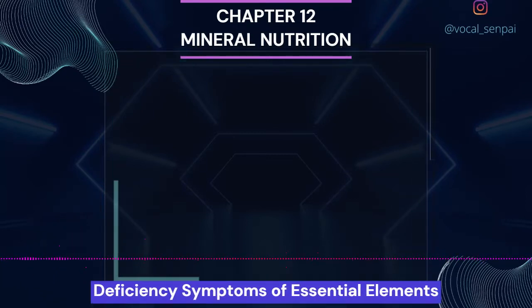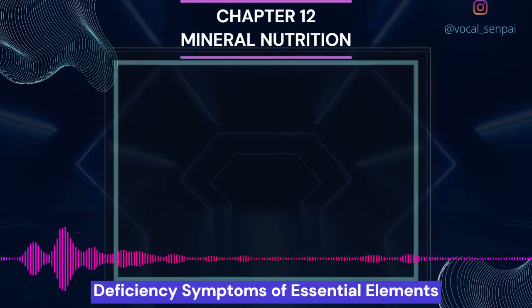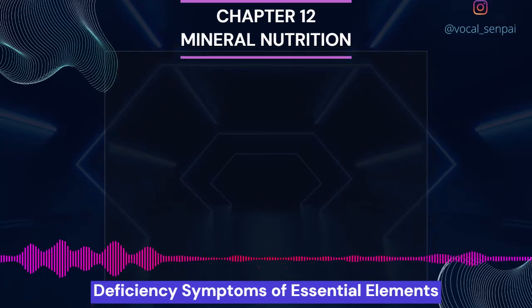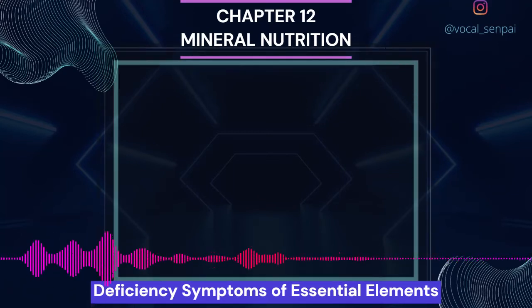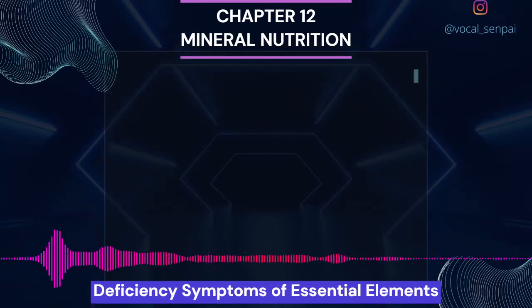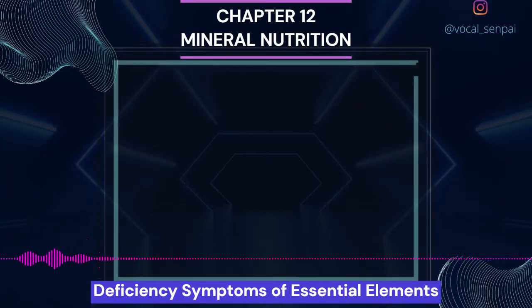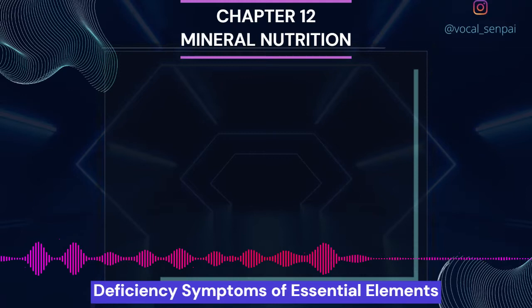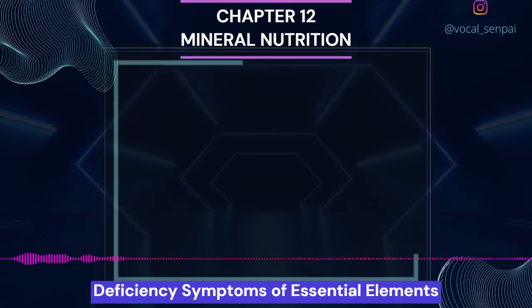Deficiency symptoms of essential elements. Whenever the supply of an essential element becomes limited, plant growth is retarded. The concentration of the essential element below which plant growth is retarded is termed as critical concentration.